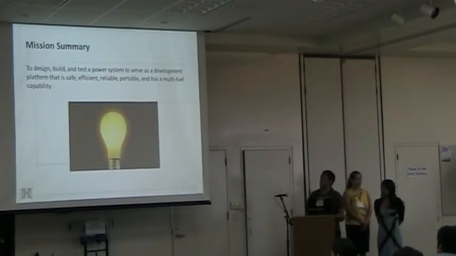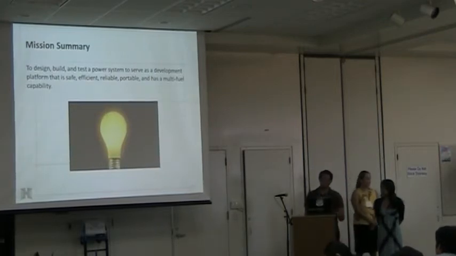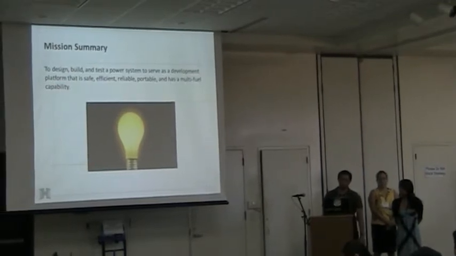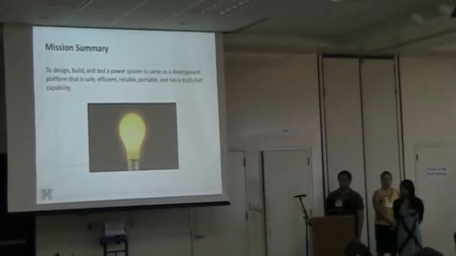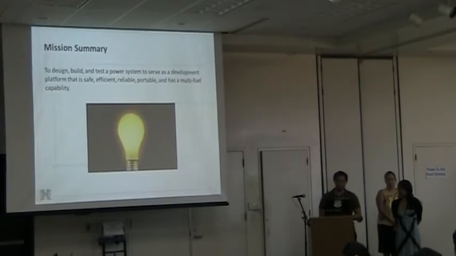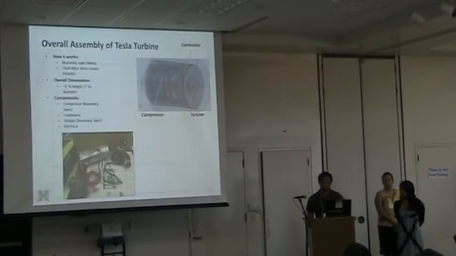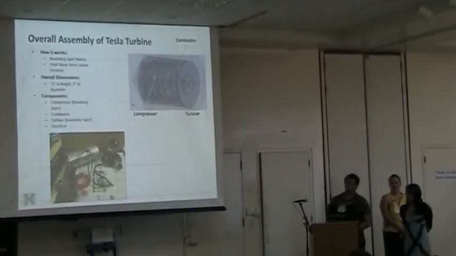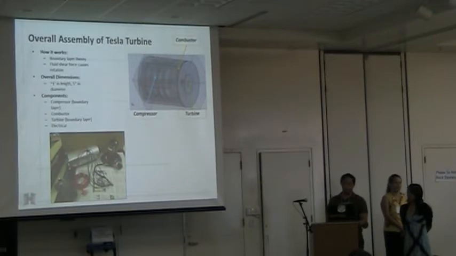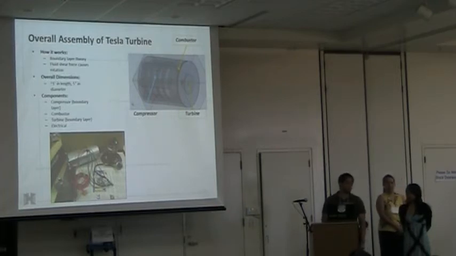Design, build, and test a power system to serve as a development platform that is safe, efficient, and reliable, and has a multi-fuel capability. Our solution was the Tesla turbine. This is similar to normal blade gas turbines, where we convert the kinetic energy of the working fluid into rotational motion. However, they differ in how that's achieved.